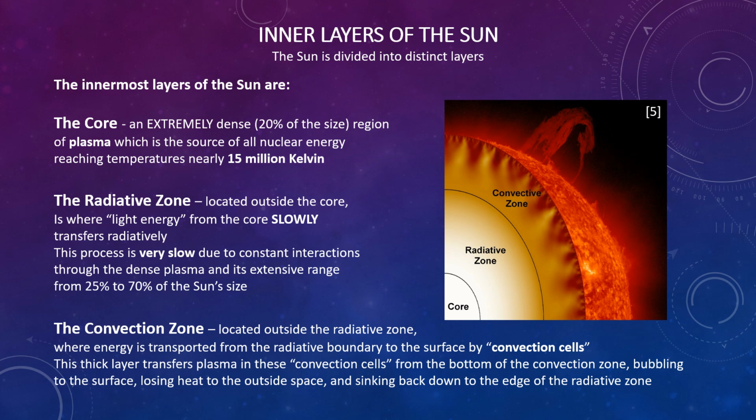So this process is very slow, and it is a very large size of the sun, which is anywhere from 25% to 70% of the sun's size. Outside the radiative zone is the convection zone, where energy is transported from the radiative boundary to the surface in convection cells. So this thick layer transfers plasma in those convection cells from the bottom of the convection zone up to the top, where they come out like bubbles.